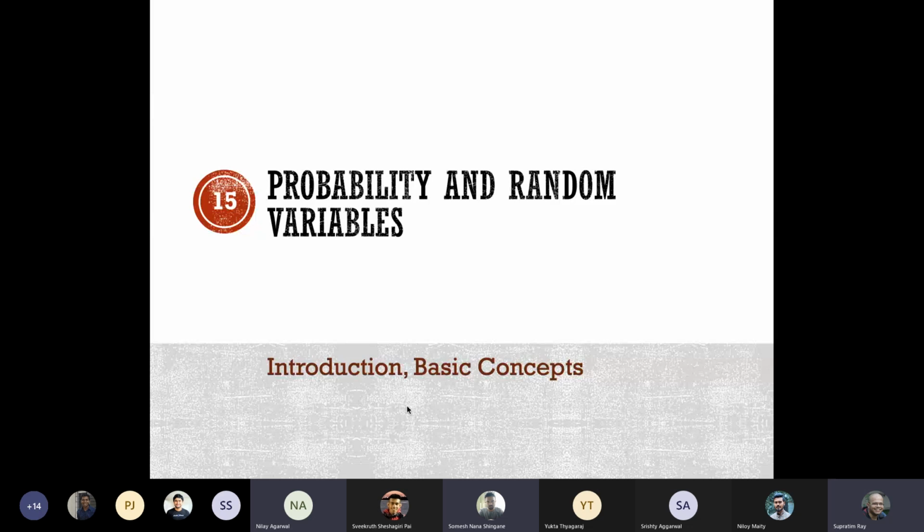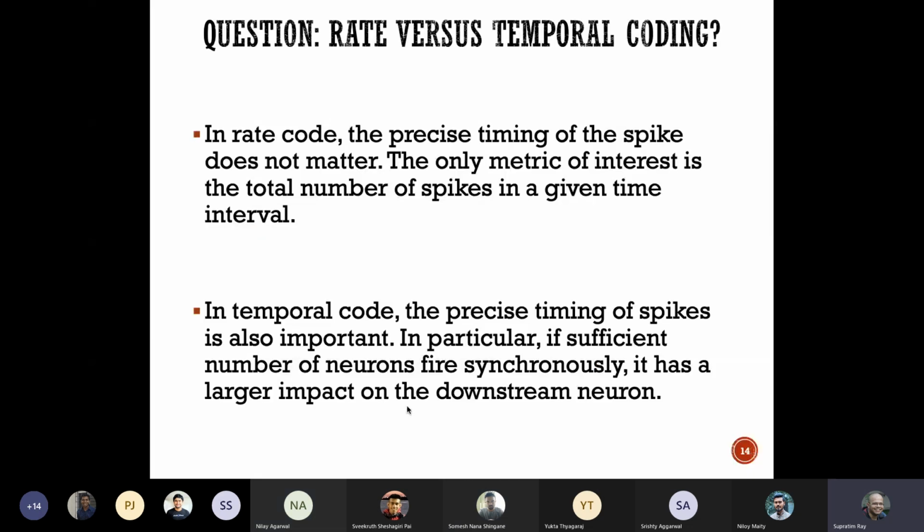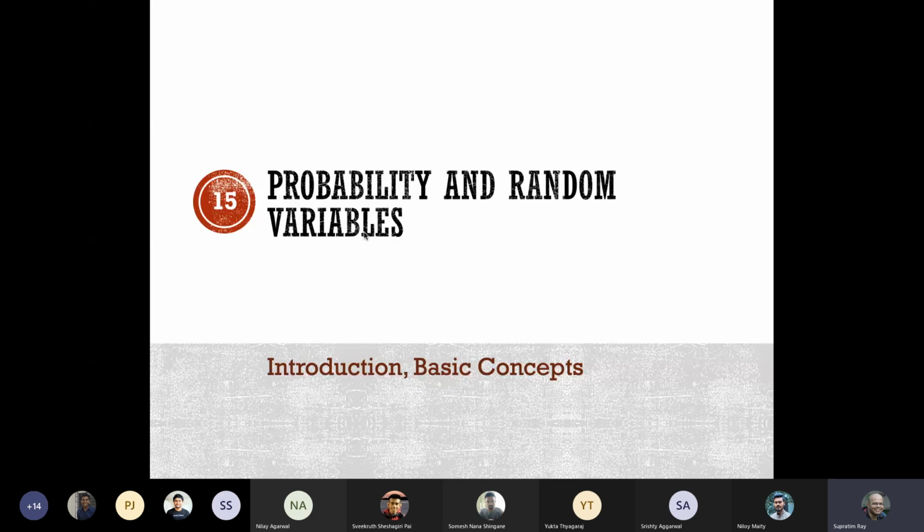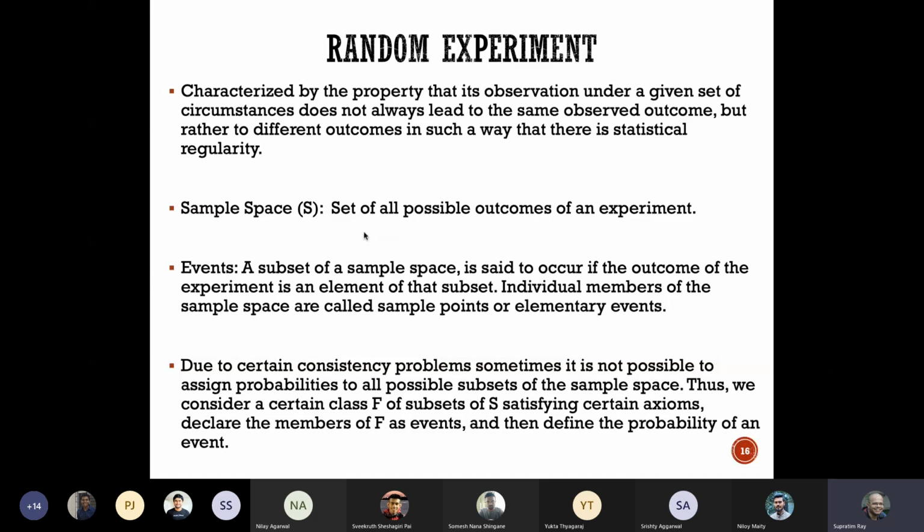Okay. So we need a way to define randomness. We need to be more precise about what it means to fire randomly in order to answer this question, whether it's firing following a rate code or not. So I'm going to now define a random variable in order to define randomness. And that's what we are going to do in the next few classes. So just to start things out before time gets up this class, we have what is called a random experiment.